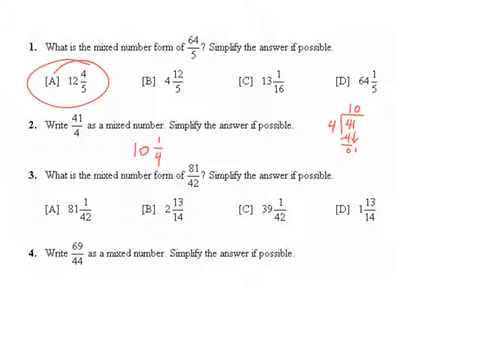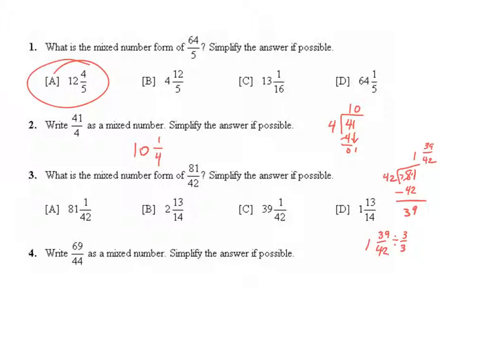Question 3 is 81/42. Each whole will have 42 pieces in it. 42 goes into 81 one time. Do a little bit of regrouping right here. And I have 39 leftovers, so I have 1 and 39/42. I don't see that as one of my answer choices, so it probably means that this is not in simplest form. So 39 and 42 do share a common factor, and that common factor is 3.